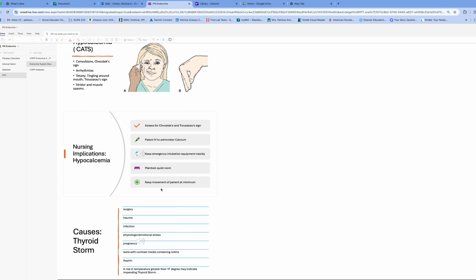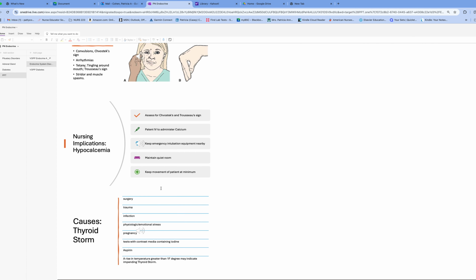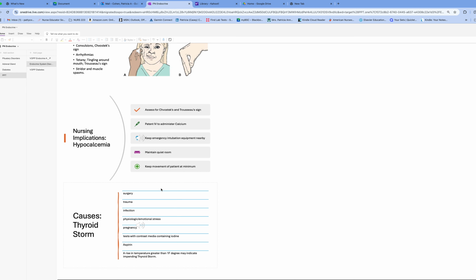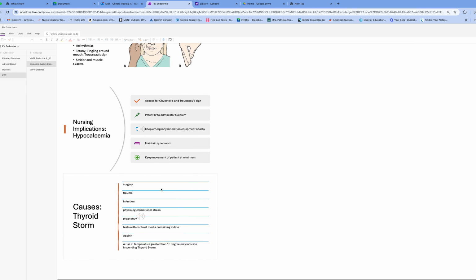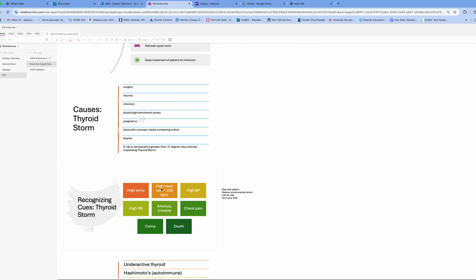You need to make sure your IVs are always working and your suction is always ready. You're going to give calcium chloride or calcium gluconate if they have dysrhythmias or stridor, okay? So you keep the emergency intubation equipment nearby. The trach tray needs to be nearby. Make sure everything's quiet.